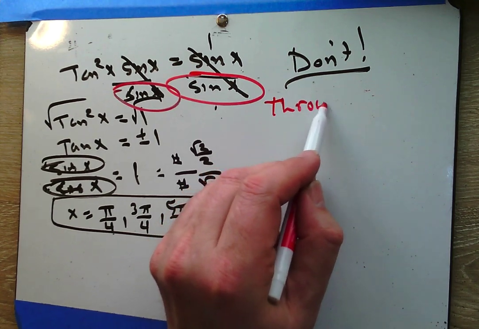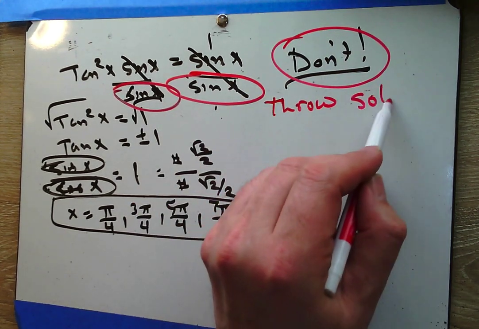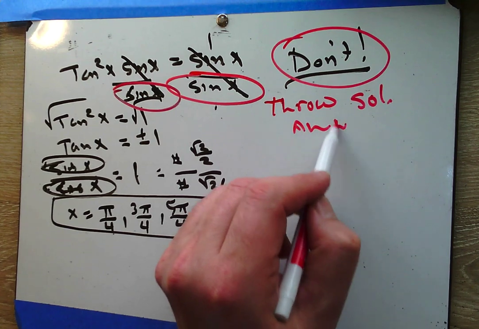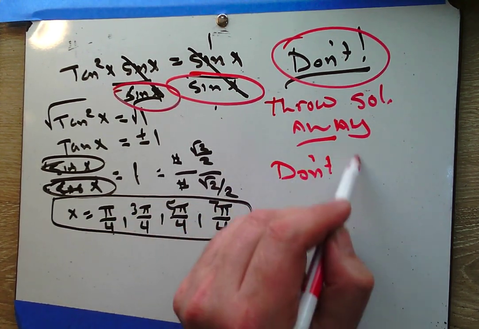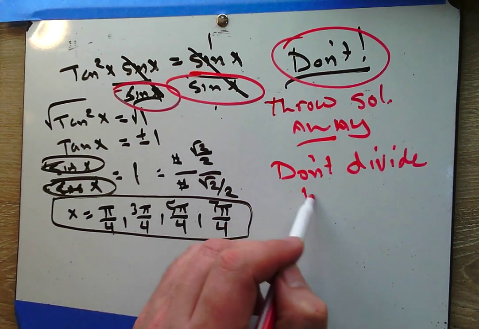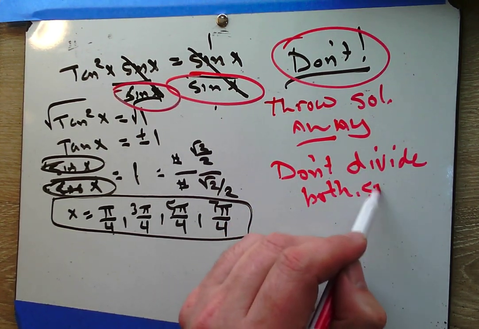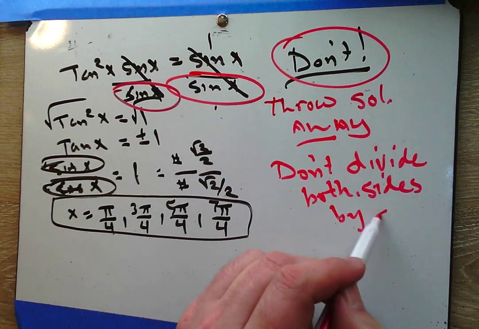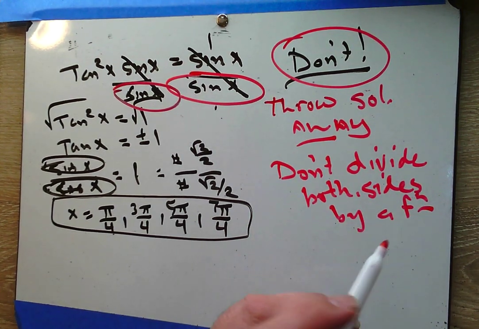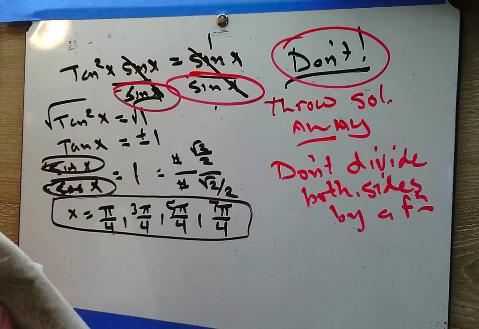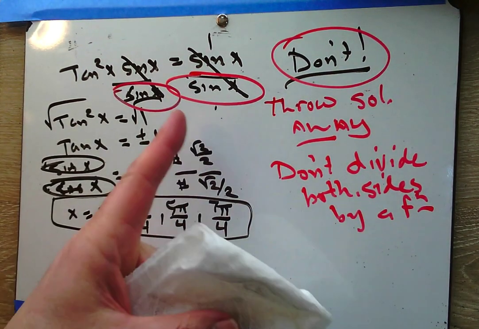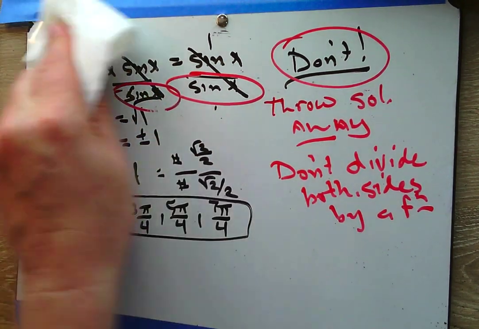Don't throw solutions away. And the way to avoid throwing solutions away is don't divide both sides by a function. Well, a trig function in this case. That's problematic. It can be done. We'll probably do it in the next couple of days. Yeah, don't do that. So don't do this problem by dividing both sides by sine.